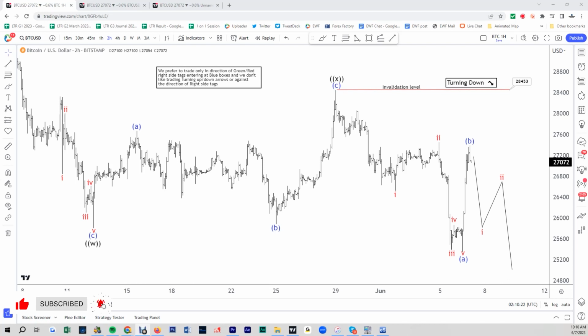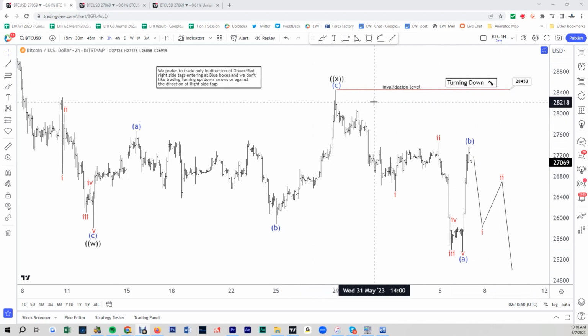GMT. Today we are looking at the chart of the Bitcoin. Here is a 2-hour chart. Right, so we have this WX. So this is in the form of a double zigzag. Now we are within the Y leg down, and as long as we stay below 28,453, there is still a possibility Bitcoin extends lower again here to complete the C of Y.